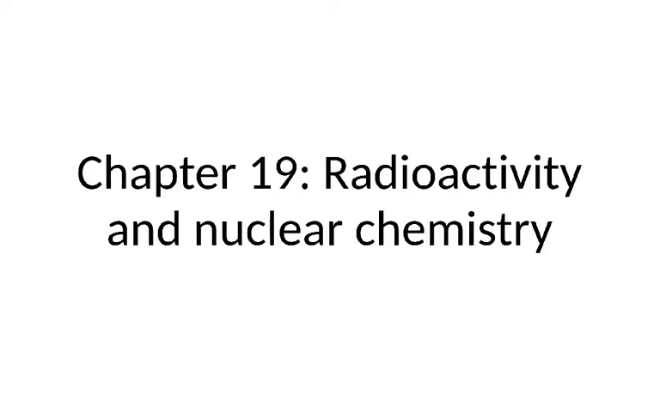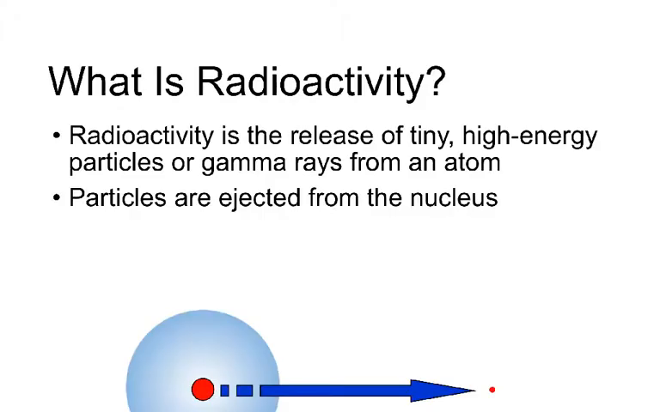Our last chapter, chapter 19, is on radioactivity and nuclear chemistry. This topic is going to be quite different from everything else we've looked at. We've been talking about electrons, transferring electrons, that kind of chemistry. Nuclear chemistry involves the nucleus, obviously. That's why it's called nuclear. And we're going to be back talking about protons and neutrons.